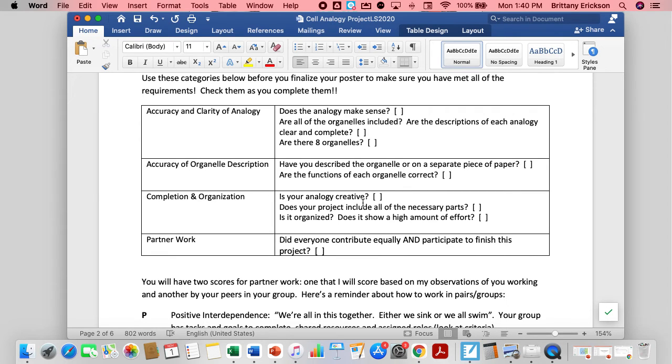Completion and organization. Is your analogy creative? Does your project include all the necessary parts? Is it organized? Does it show a high amount of effort? And then if you do work with a partner, you will each grade each other. Did you both contribute equally and participate to finish this project?